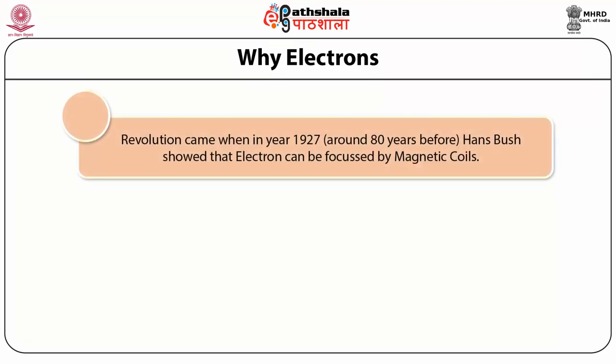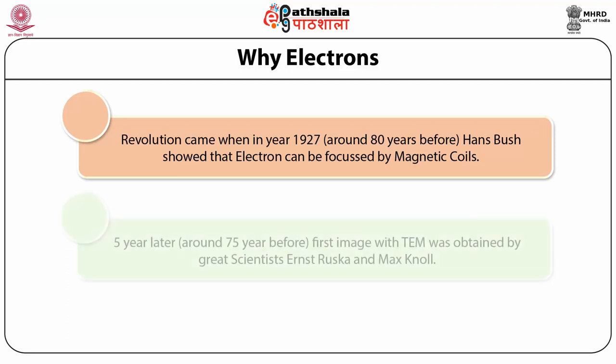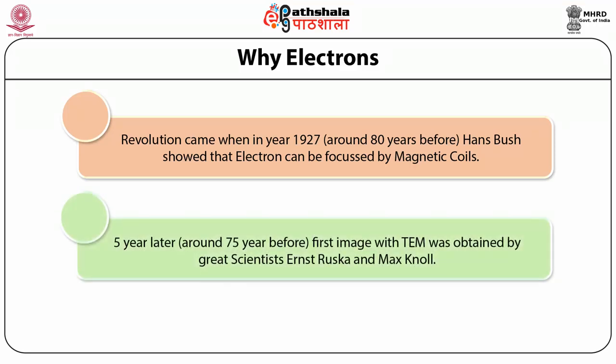A revolution came in the year 1927 when Hans Busch showed that electron can be focused by magnetic coils. Very fast, in 5 years, the first electron microscope was developed by great scientists Ernst Ruska and Max Knoll.